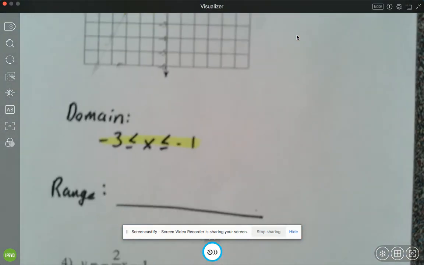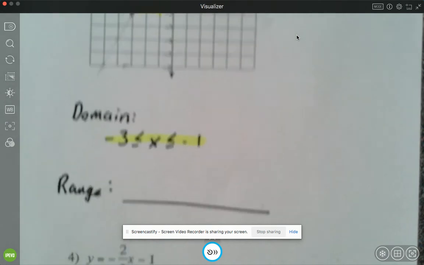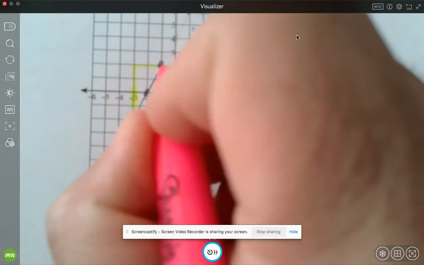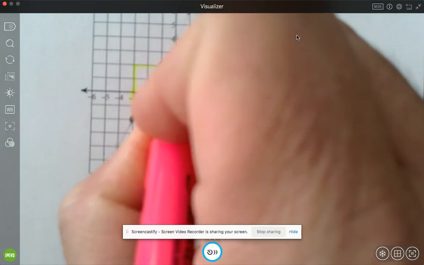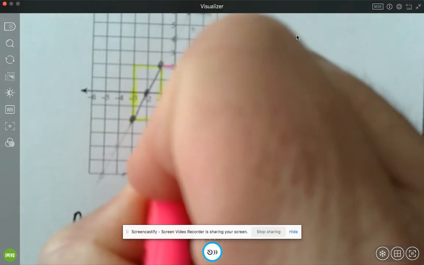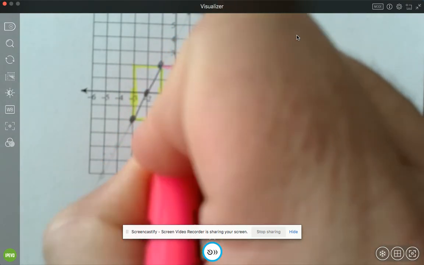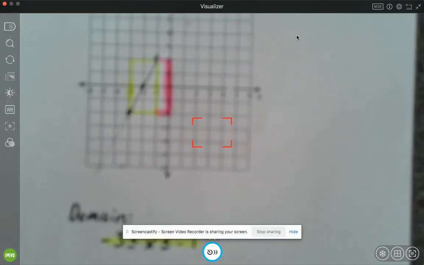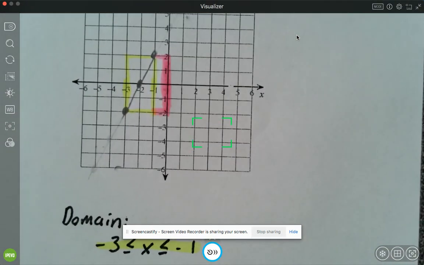Now to identify the range, I have to look over here and see what y values that's hitting. So it looks like if I go over to my y-axis, it's hitting 2 to -2. So this section is my range. Sorry if that got a little fuzzy or hard to see.